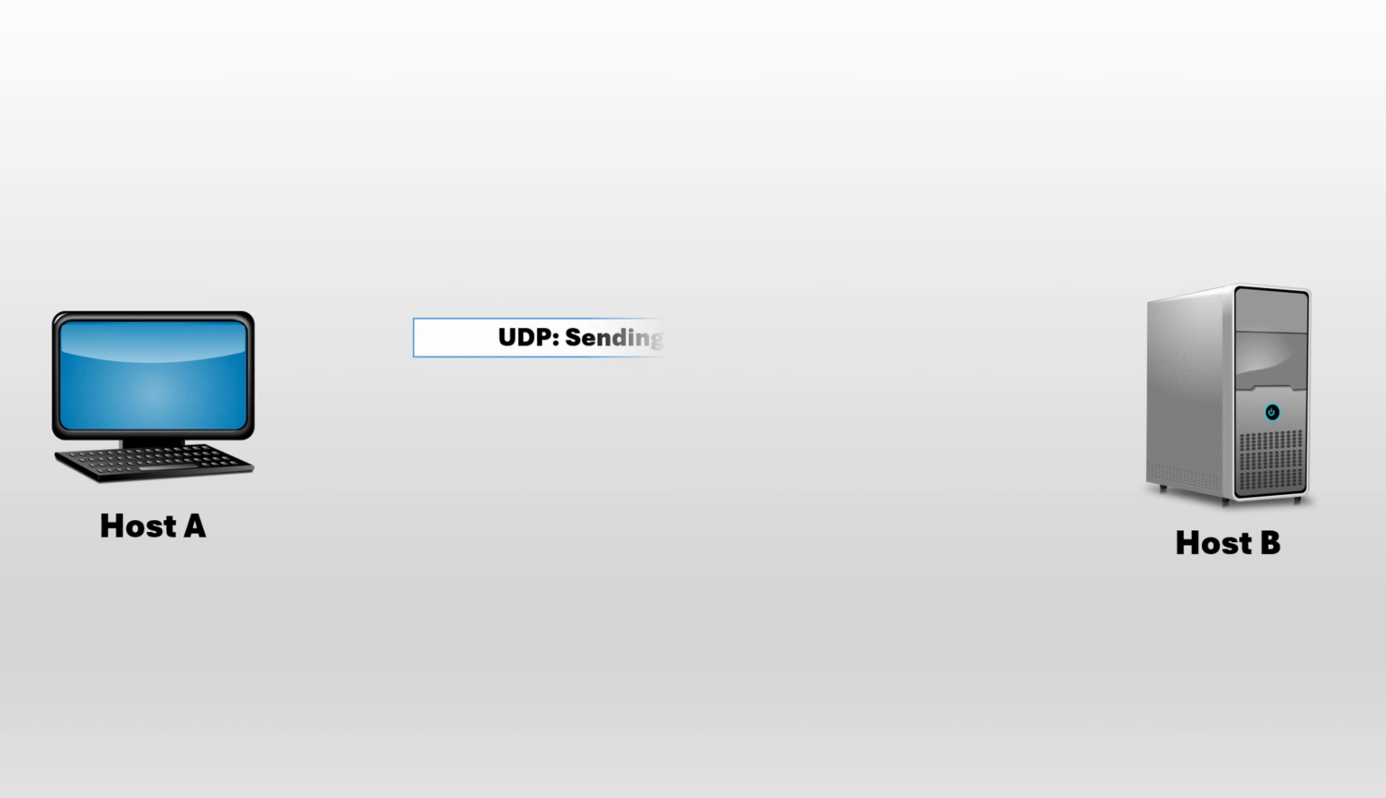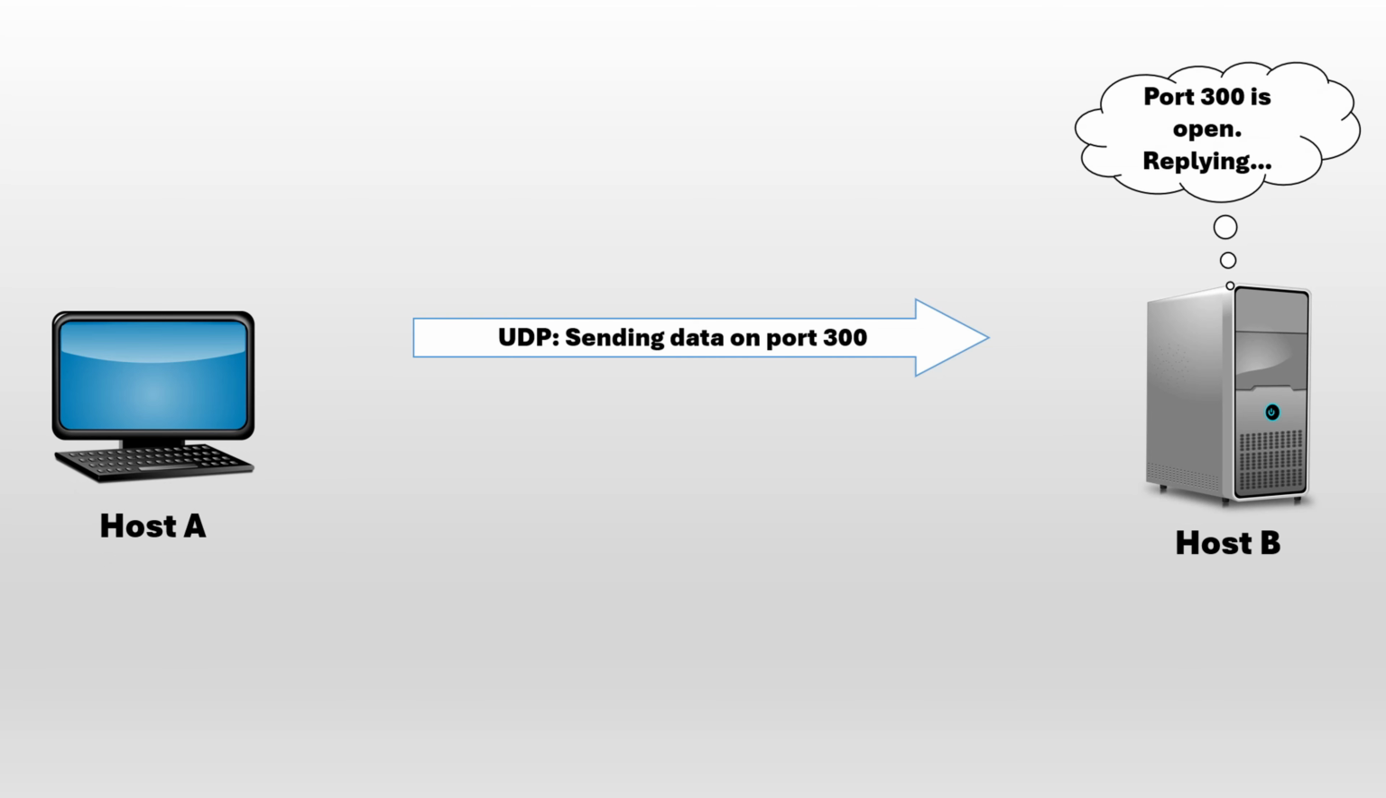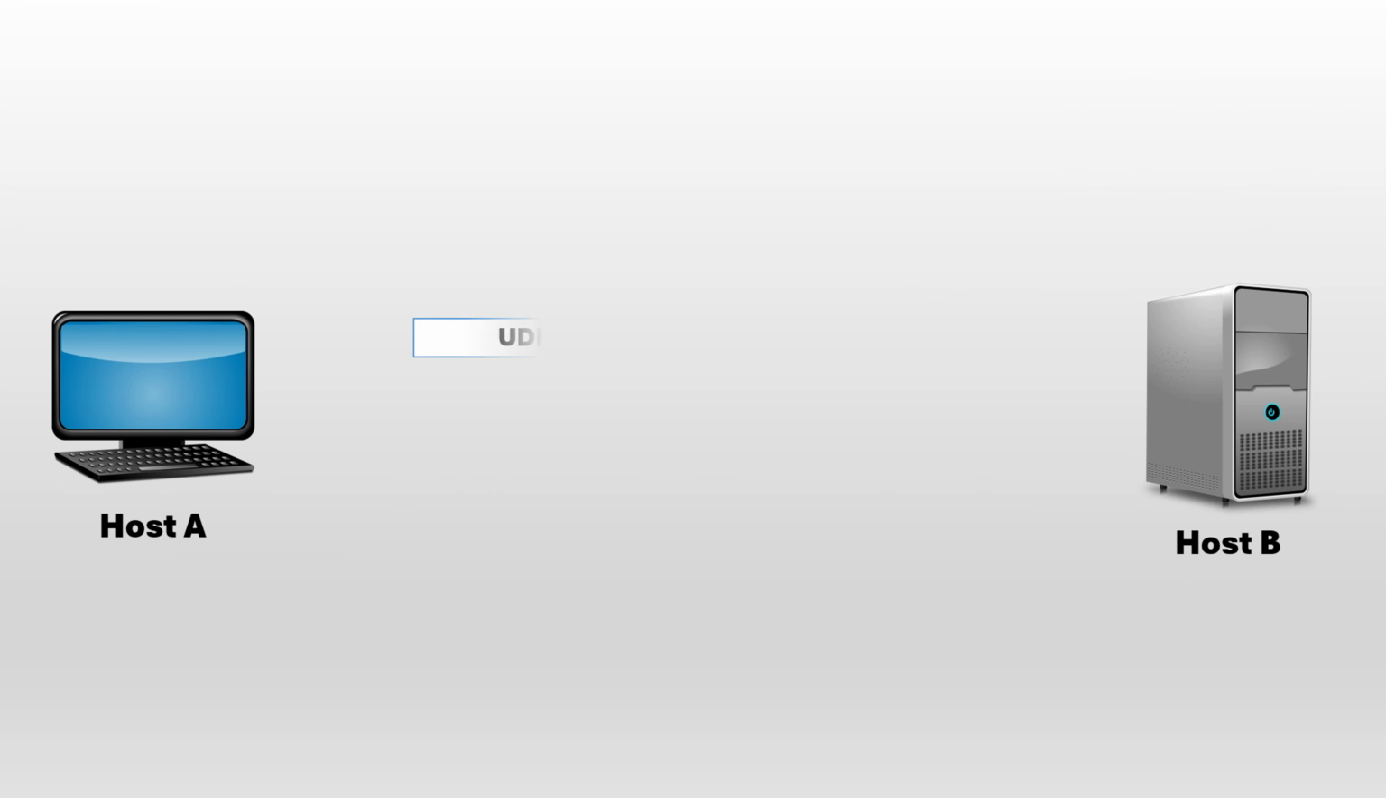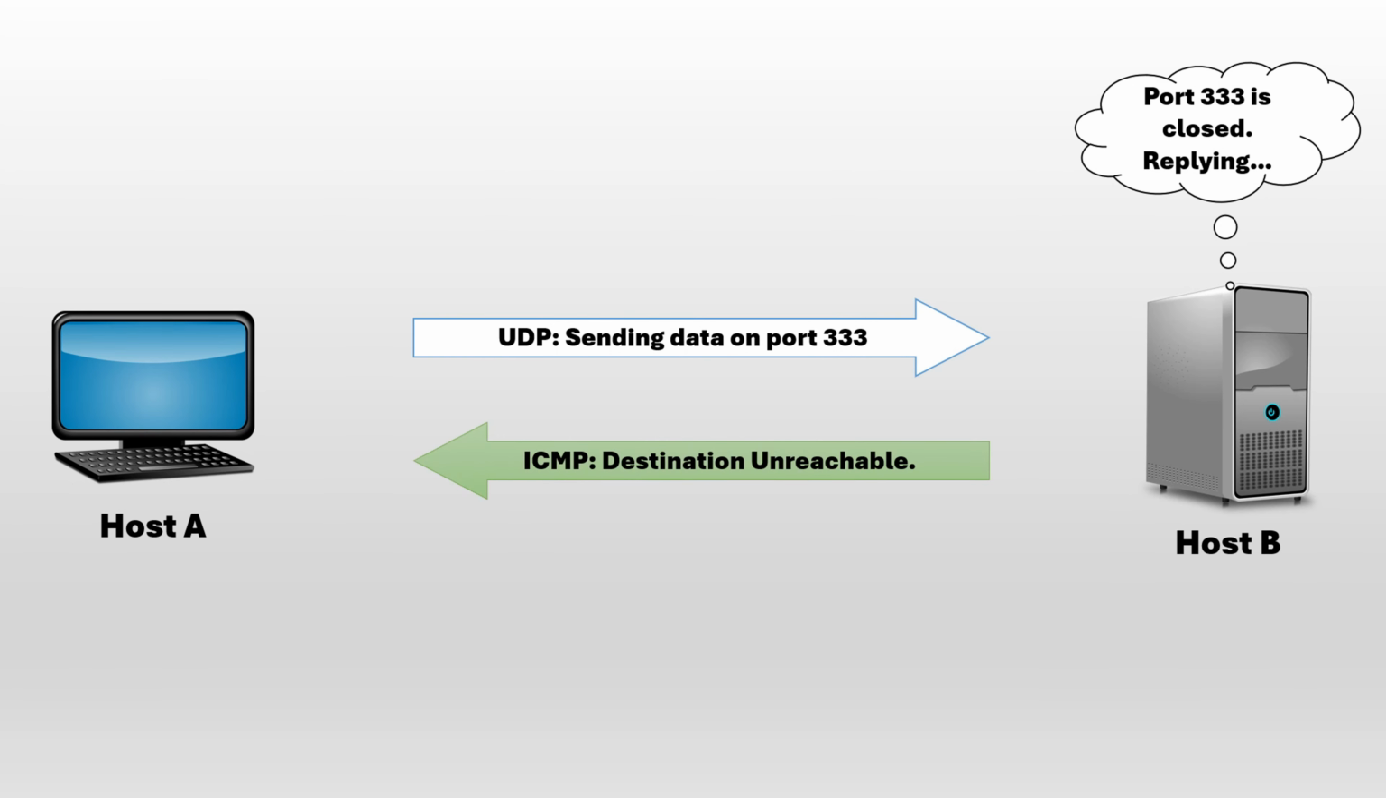Let's first examine how the UDP protocol is used. The principle of operation is as follows. Host A sends a UDP request to host B on port 300. Host B then checks if it has an active program or service using port 300. If such a service exists, it sends a corresponding response. If not, the system generates an ICMP response: destination unreachable.